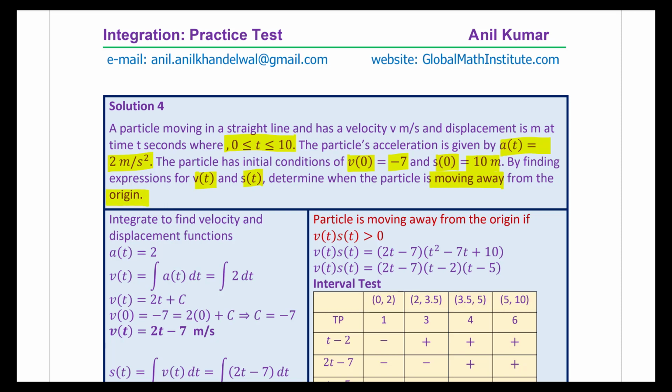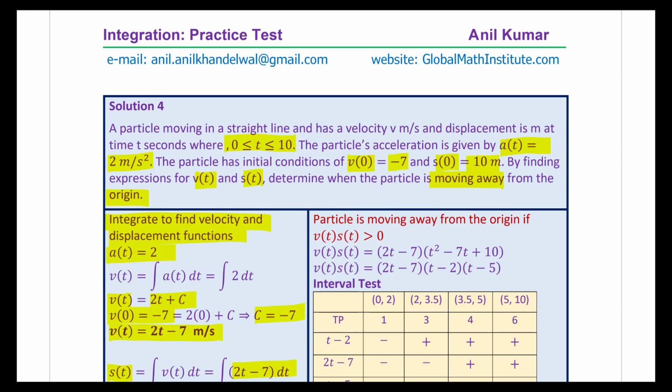And we also need to find the expressions for velocity and displacement. So that we can find by integration of the acceleration function given to us. So a of t is equal to 2. Integrate a constant, so we get 2t plus c as the velocity. And now we know the initial condition, that v0 is minus 7. Substituting minus 7, we get c as minus 7, and therefore the velocity is v of t equals 2t minus 7. Now integrate the velocity function just calculated.